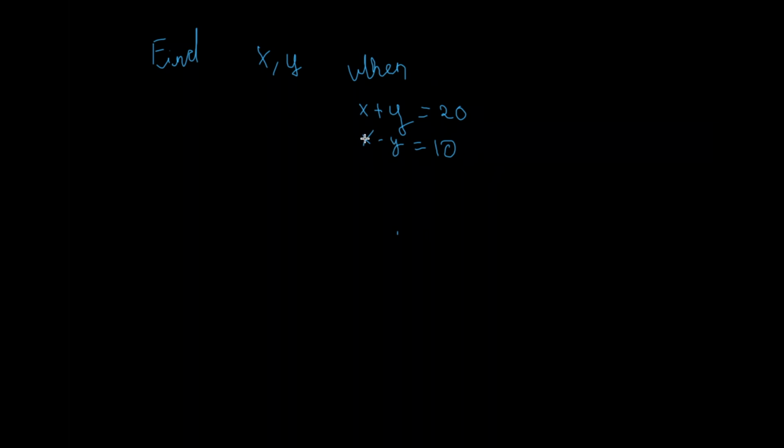So let's say we just had x plus y is equal to 20. We wouldn't be able to find x and y, right? So there are two ways to solve this question. The first one is the subtraction method. So we need to subtract both these equations, equation 1 and equation 2.